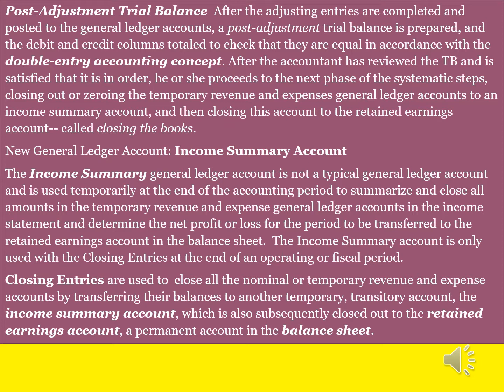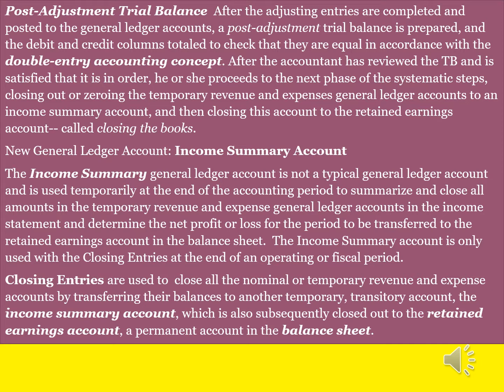The income summary or general ledger account, as its name implies, summarizes the net income or loss in an accounting cycle as a temporary clearing account and is not a typical general ledger account. It is used as a temporary holding account for balances transferred from the revenue and expenses general ledger to zero them out and determine the net profit or loss for the period. The income summary account is only used with the end of period closing entries to determine the net income or loss for the accounting period.